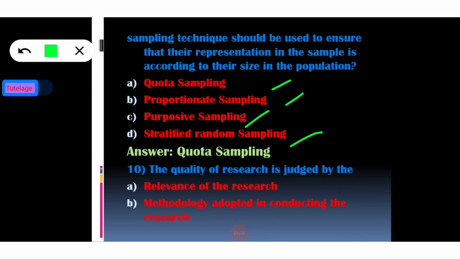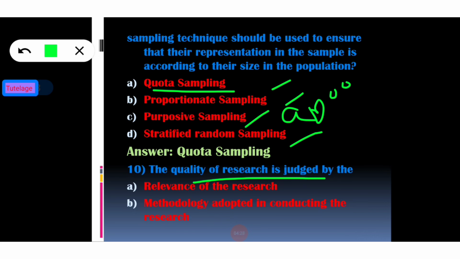So just know the definition of quota sampling. In quota sampling, the population is divided into different groups, and then each group is allocated a quota of the same proportion as it has in the total population. So that's why this is related to quota sampling, and option A is the correct answer. Now move on to the next question.